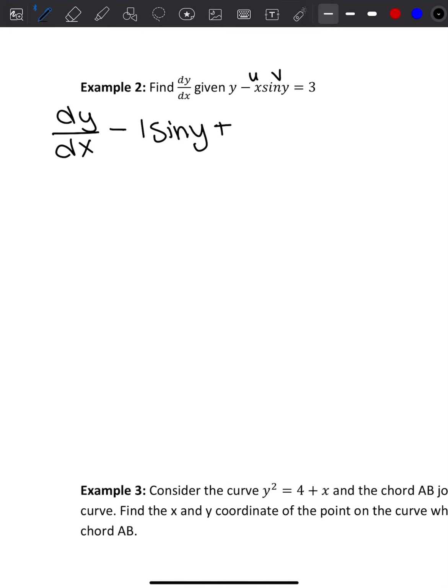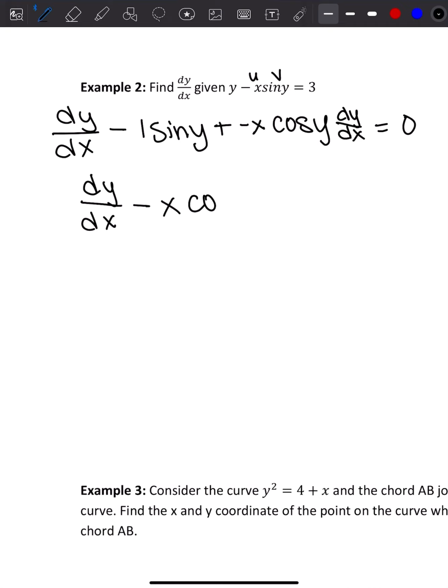plus the derivative of sine of y times negative x. So we have negative x and cosine y times the derivative of y, which is dy over dx. The derivative of 3 is 0. So now we're going to move anything that doesn't have a dy over dx over to the other side. In this case, it is only one thing. So we are going to add sine y to both sides.